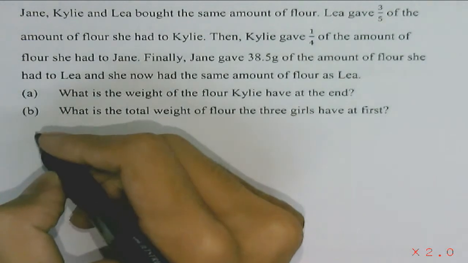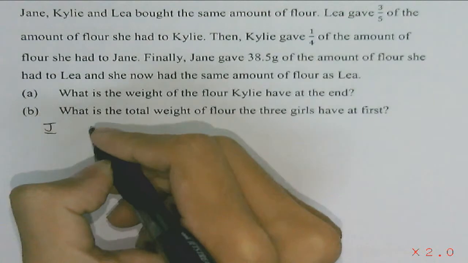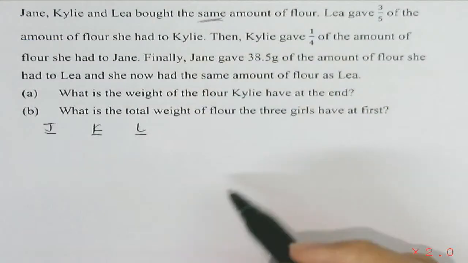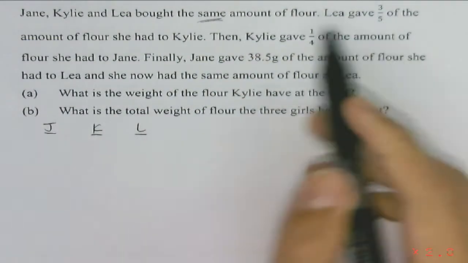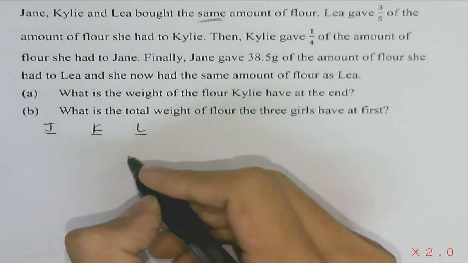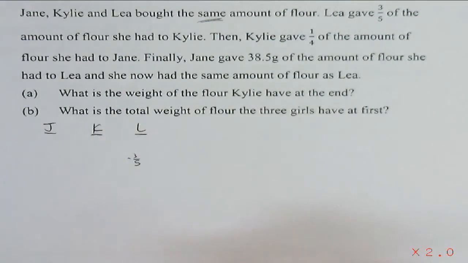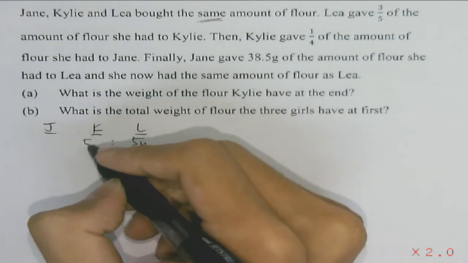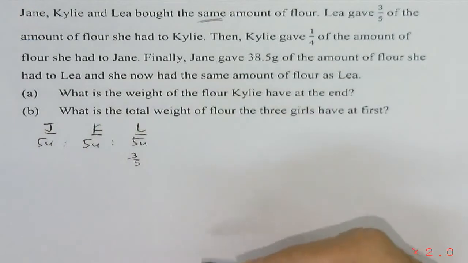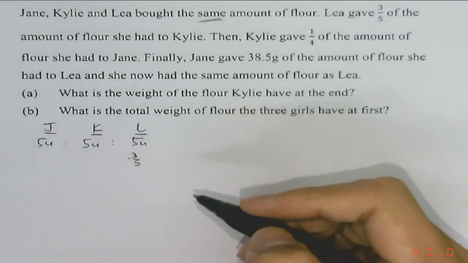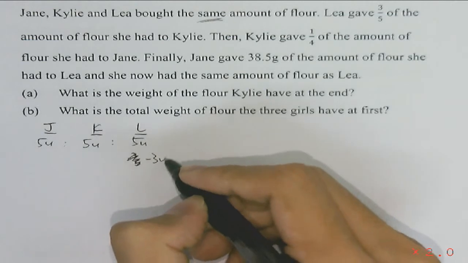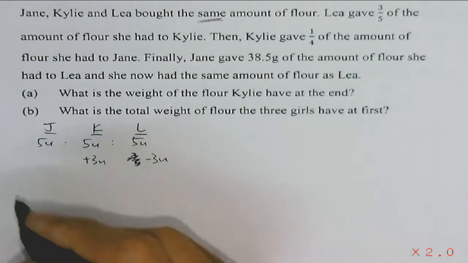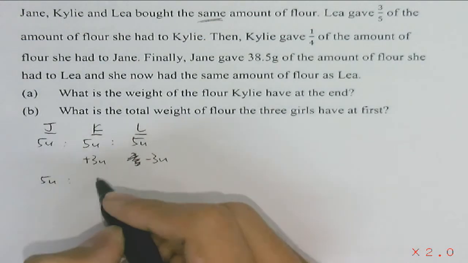So we have Jane, Kylie and Lee, who bought the same amount of flour, so they started off the same. Lee gave 3/5 of a flour to Kylie. So if Lee gave away 3/5, we can assume that they all started off with 5 units of flour just for convenience. Since Lee gave away 3/5 of 5 units, she would have given away 3 units to Kylie. So Kylie will gain 3 units, and the new ratio will then be 5 to 8 to 2 units.